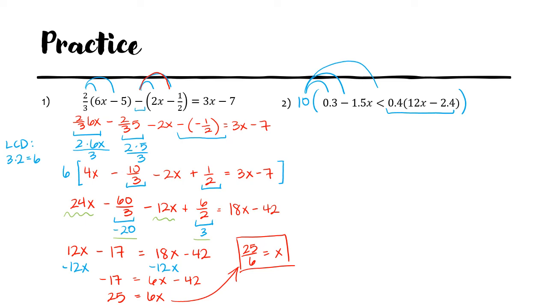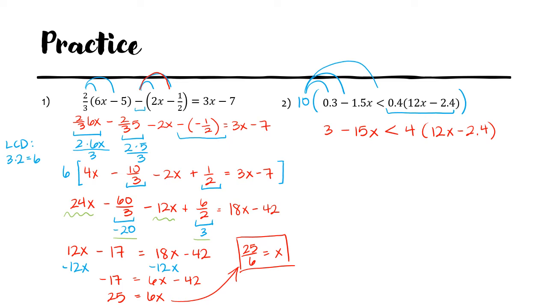Okay, so let's take that step. Once we multiply 0.3 by 10, we get 3. So then we have minus 15x. So that's supposed to be less than 4 times 12x minus 2.4. So there's still a decimal involved here. Let's see if we can deal with that.